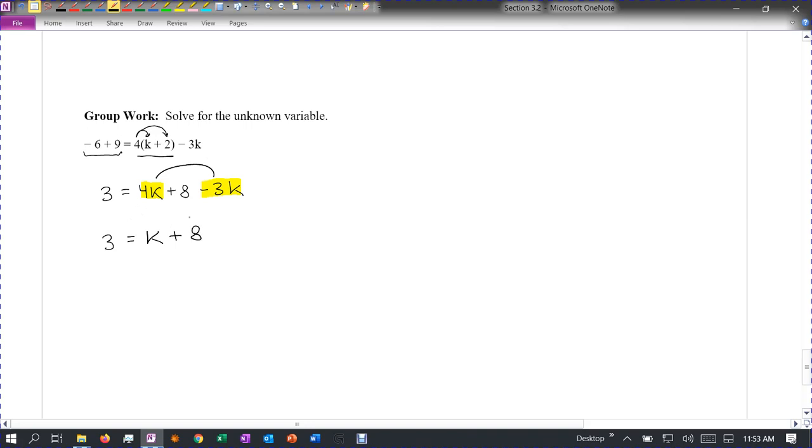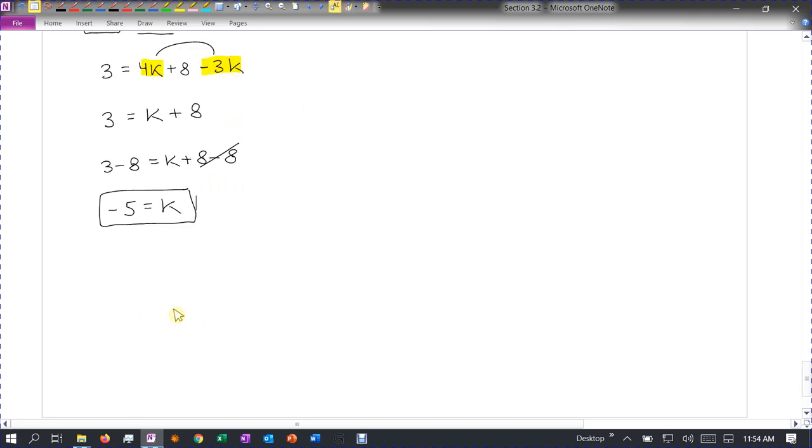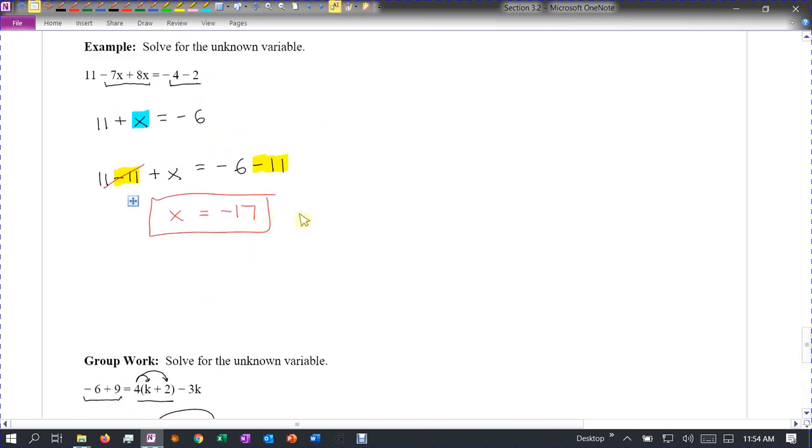And now I'm finally ready to do something to both sides, and need to get rid of that positive 8, so I'm going to subtract 8 on both sides. Eights cancel here, and on the left side I get negative 5 is k. There you go. So that's it for that section. That's pretty quick, but you definitely need to practice. Make sure you get good at doing this without making any mistakes.